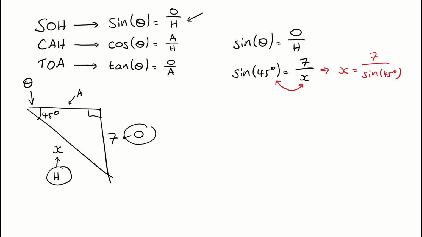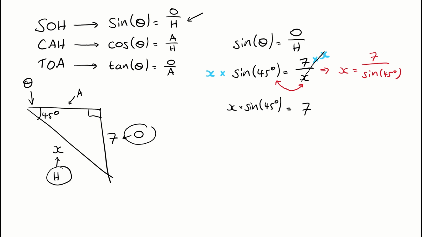So if I was to multiply both sides by x here, so I'll multiply that side by x and I'll multiply this side here by x, what do I get? Well, this x and this x here cancel, so I'm left with 7. And over on my left-hand side, I'll get x times the sine of 45 degrees.